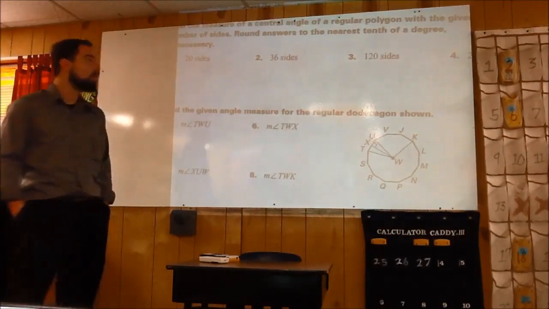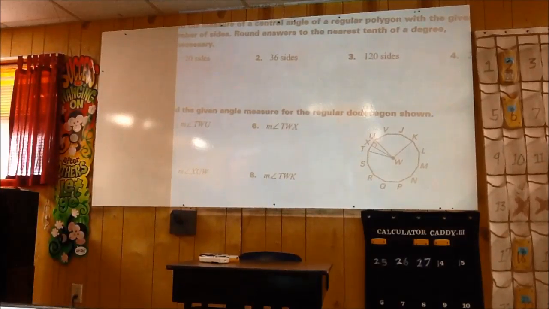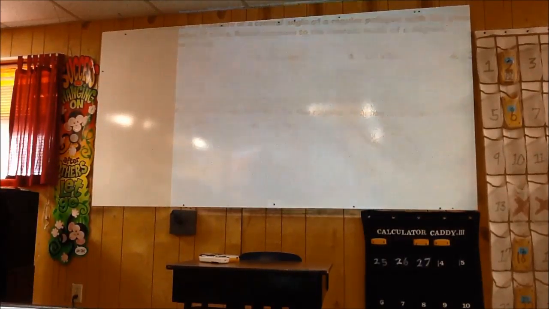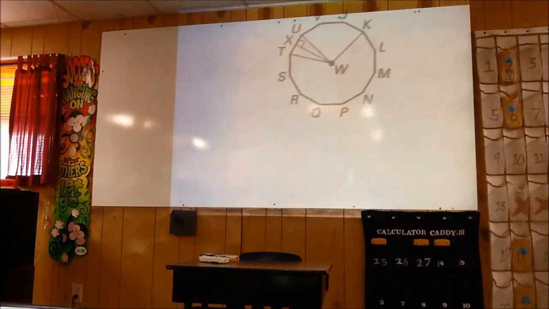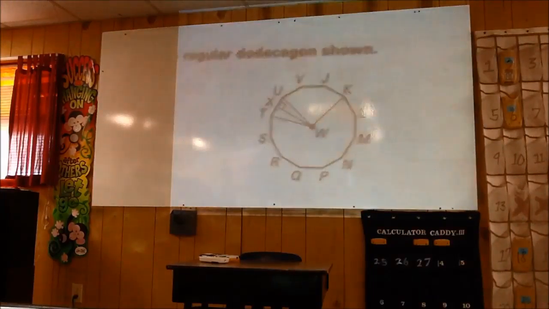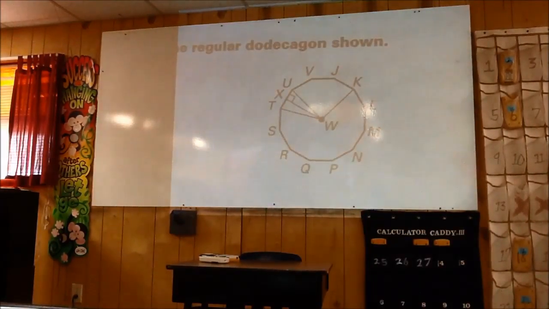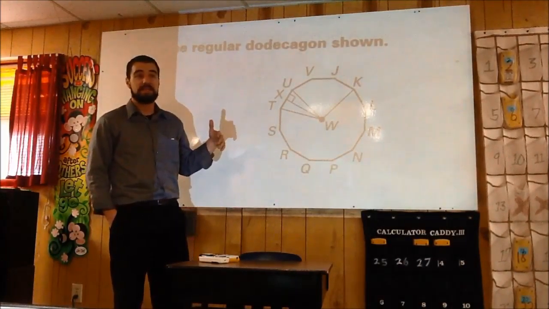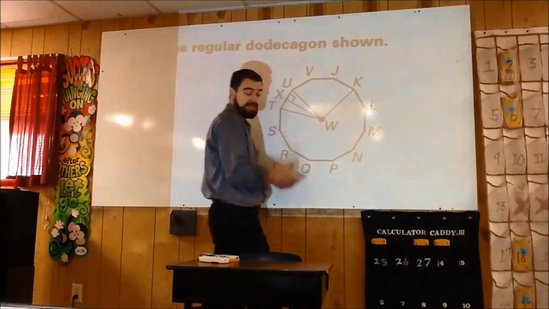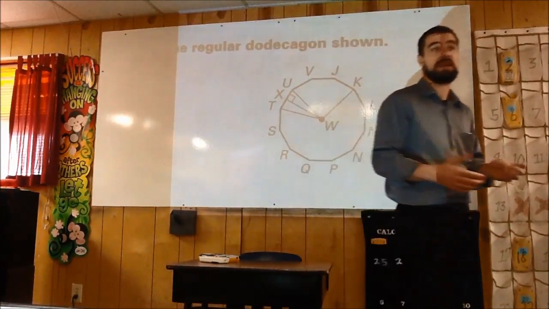This question's like 1 through 4. Then from there, questions 5 through 10, they use this dodecagon, which has how many sides? 12. Dodecagon has 12 sides. And then if you look through those questions, they ask you to solve for all kinds of different central angles created by consecutive radii and also non-consecutive radii.